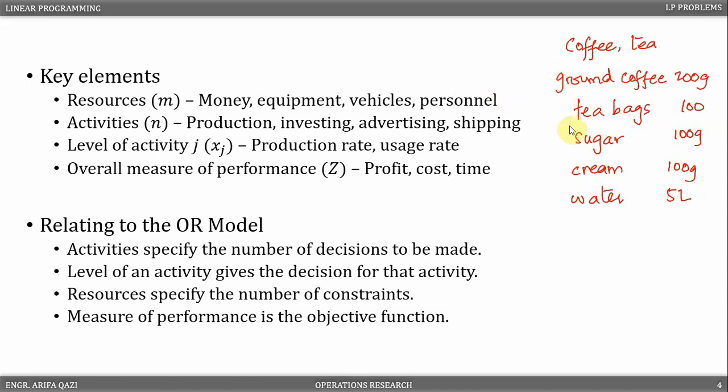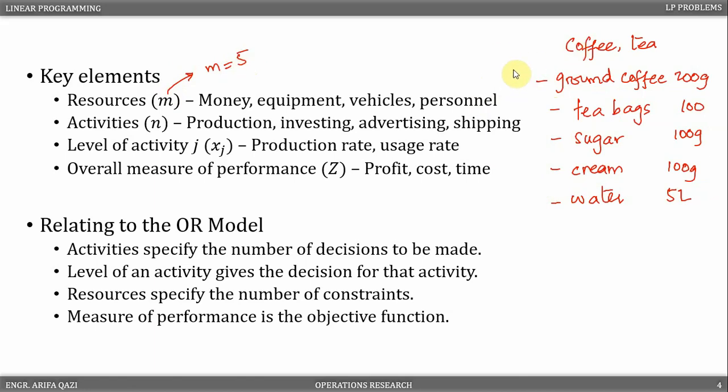So these become the maximum amount of resources that I have available for the day. And I can use these to make some cups of coffee and some cups of tea. So if I count these, I have 1, 2, 3, 4, 5 resources. So in this case, my M becomes equal to 5.